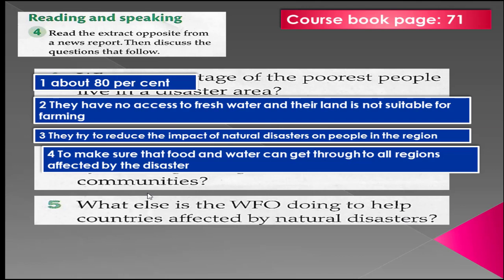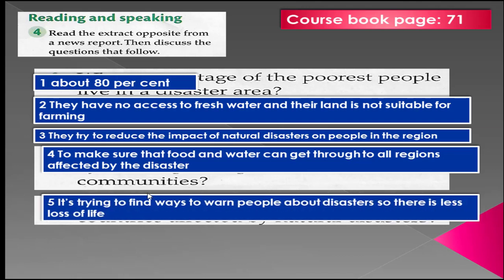Next, number 5, what else is the WFO doing to help countries affected by natural disaster? The answer is, it is trying to find ways to warn people about disasters so there is less loss of life. So they will do their best to warn people, to tell them that there will be a natural disaster so that they will be ready and they will save their lives.